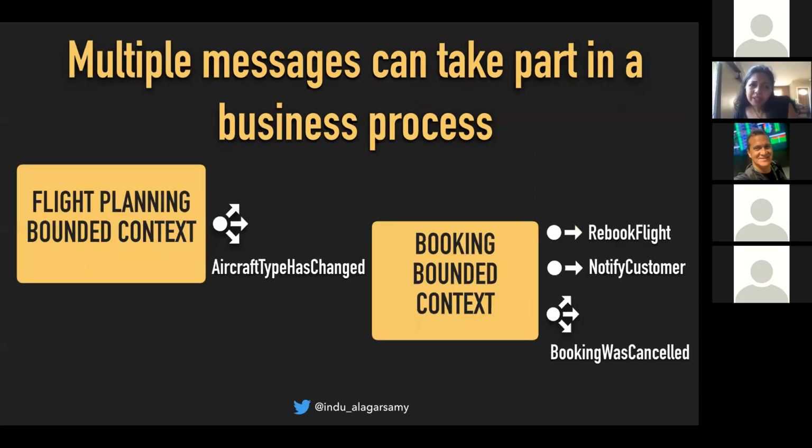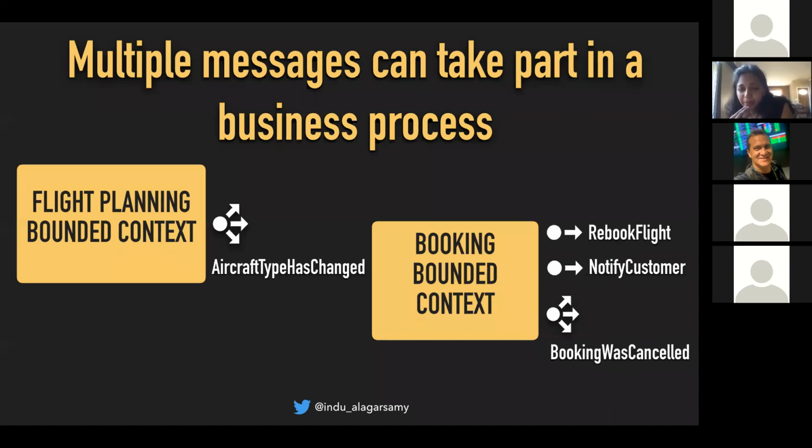Now, when this bounded context receives an event, it might need to do multiple things. In the example that I gave you, it might need to find a new proposal, send a notification, and either accept the cancellation or publish another event, based on whether the passenger canceled the booking, or whether they've accepted the proposal. So multiple messages can take part in that one business process.